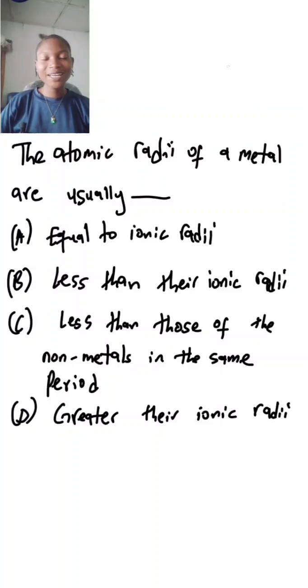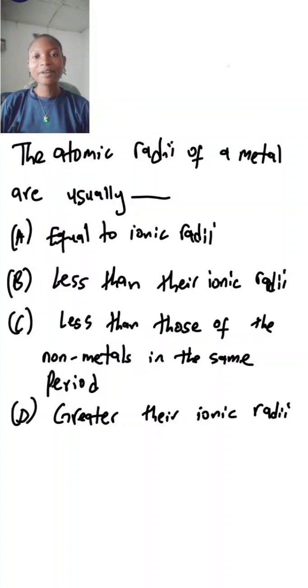How sure are you that you can get this question right? The atomic radii of a metal are usually that: A, equal to ionic radii; B, less than their ionic radii; C, less than those of the non-metal in the same period; and D, greater than their ionic radii.